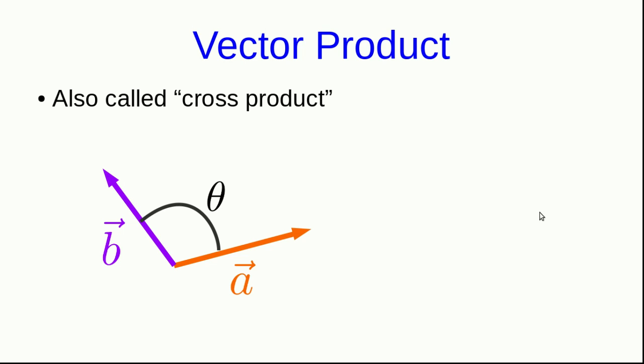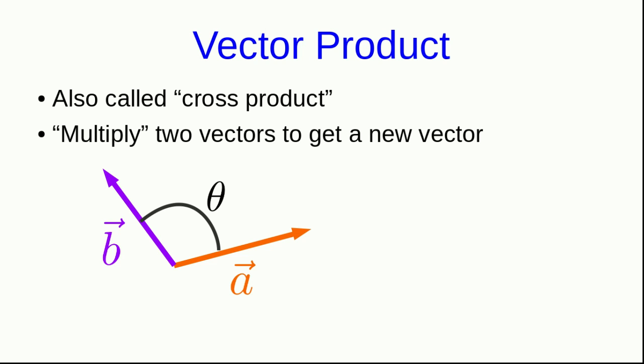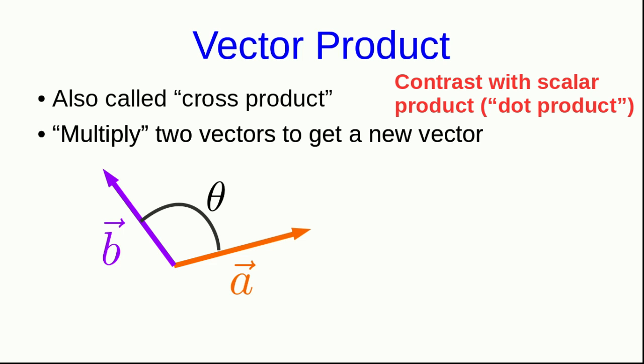Those calculational methods that I've been over so far are not always the most convenient, and so it's time to meet a new way to multiply vectors together, called the vector product. It's also called the cross product. And when you take the vector product or cross product of two vectors, you get a new vector, which you should contrast with the scalar product or dot product that we've previously seen, where you take the product of two vectors and you get a scalar.